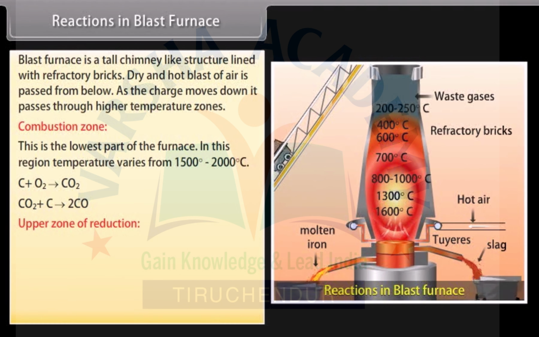Zone of fusion. Here, temperature ranges from 1200 degrees to 1500 degrees Celsius. Limestone decomposes into calcium oxide, which acts as a flux and combines with the impurities of SiO2 and Al2O3 and removes them as slag. Molten iron collects at the bottom of the hearth of the blast furnace. The slag, being lighter, floats over molten iron. Slag is removed through the slag hole.